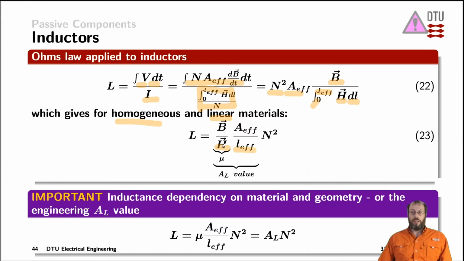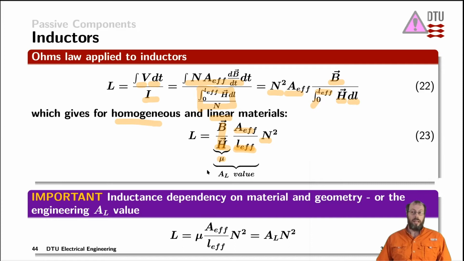The first part of the inductor equation here is, again, as we've seen also with the resistor, material dependent. So B divided by H here is a material dependency, also called the permeability mu. And the other two factors, the effective length and the effective cross-section, are geometrical values, and those two are describing the magnetic field and the path of it. So those are geometric. And N is simply the number of turns of the conductor around that magnetic field.